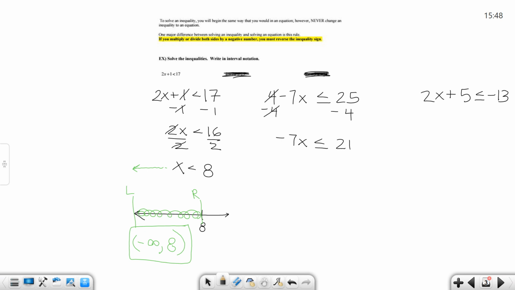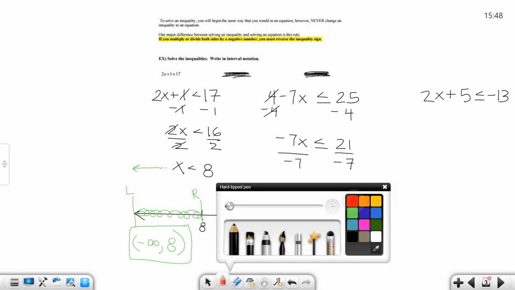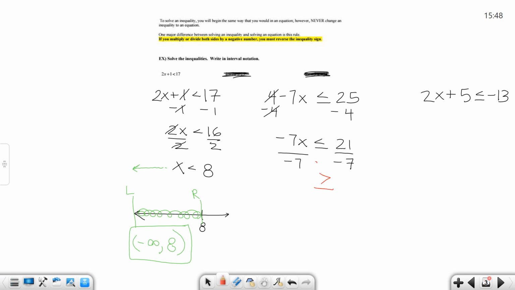Now here's where it gets a little tricky. I'm going to divide both sides by a negative. If you divide both sides by a negative, you have to flip the inequality sign. It was pointing towards the left, and now it's pointing towards the right. So x is greater than or equal to negative 3. When you divide by a negative, you have to flip the sign.